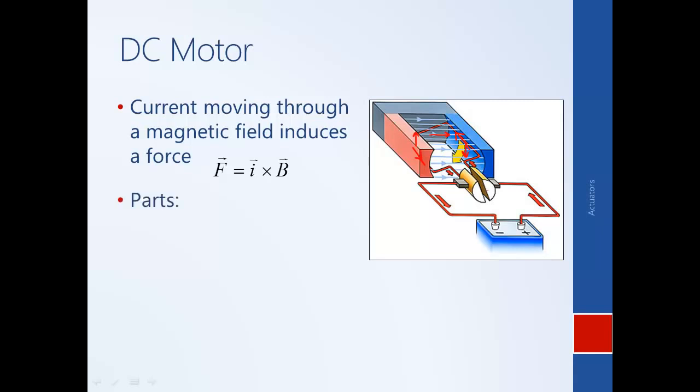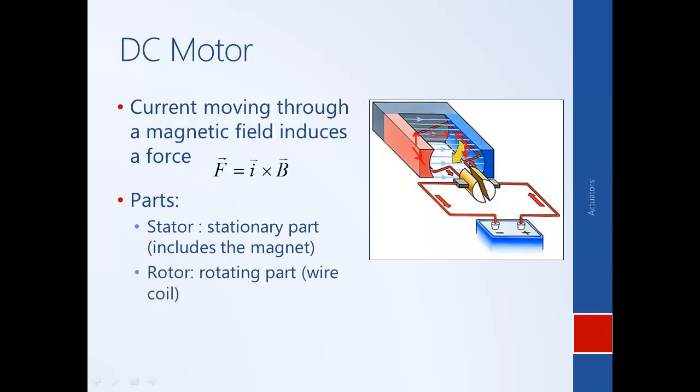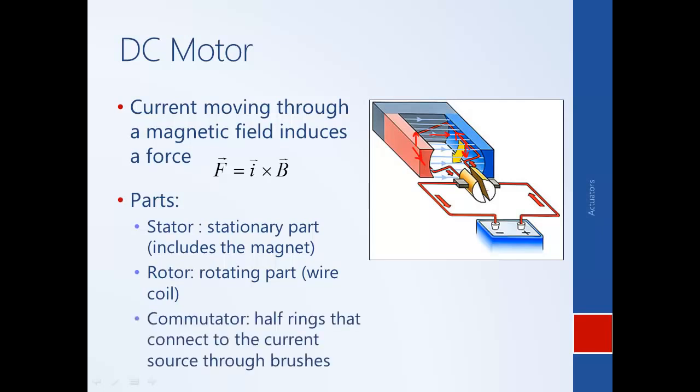The parts that make up the motor include the stator, which is the stationary part of the motor. The most important part of that is the magnet, as shown here. So this magnet is a permanent magnet, and it doesn't move, it's fixed. The part in the middle that's spinning, this spinning coil, is called the rotor. It's the rotating part. It's also called the armature. And then this part that causes the current to switch direction, these half rings, is called the commutator, and it connects to the current source through little brushes.